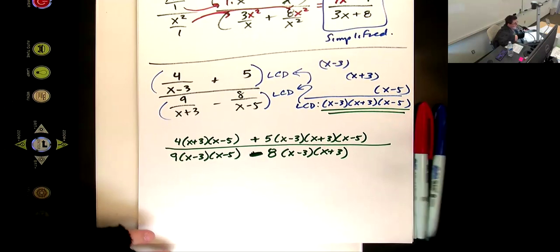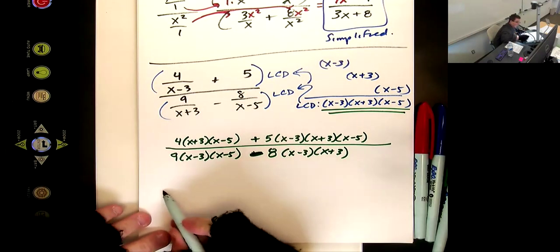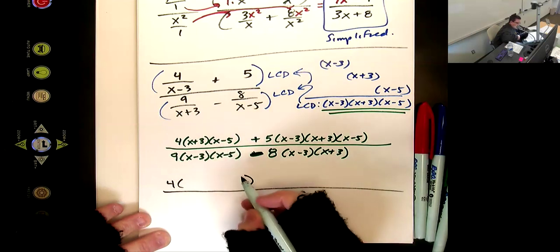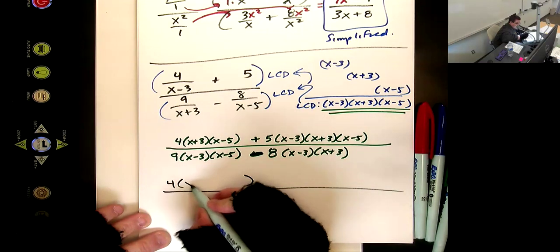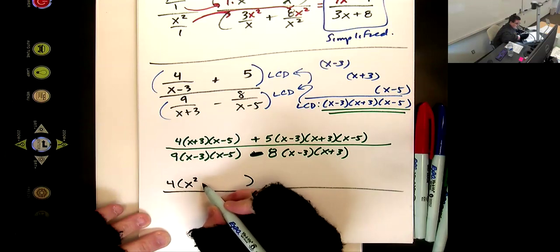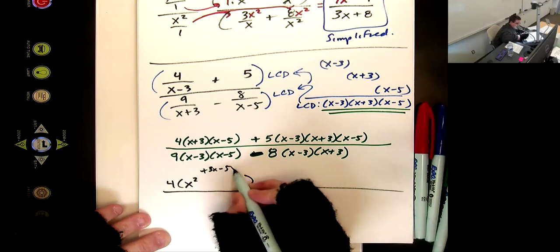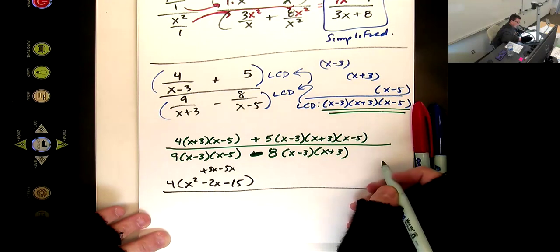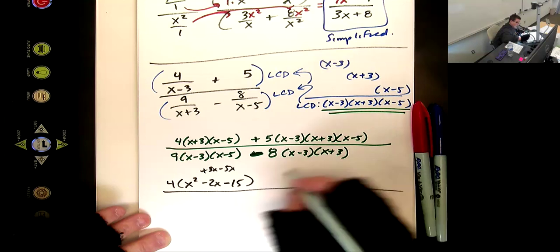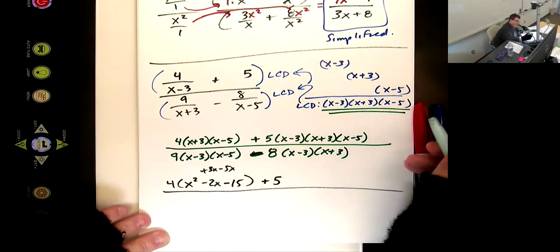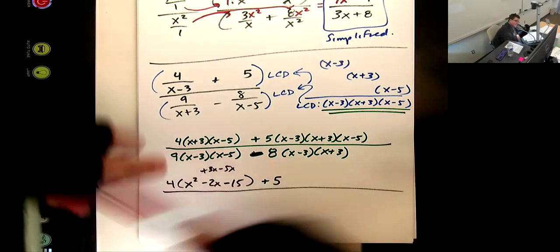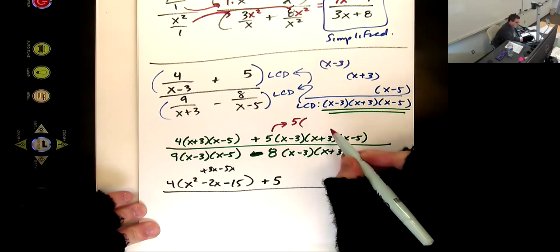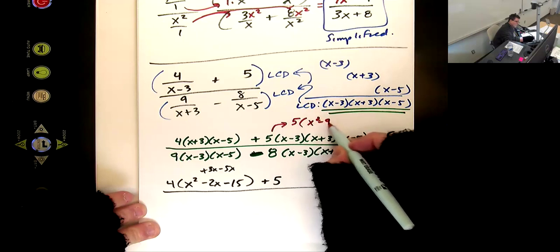Cleaning it up means multiplying all this out. So if I multiply that, x plus 3 times x minus 5, I have x squared plus 3x minus 5x, which is minus 2x there, and then minus 15. And I've got plus 5 times, I'm going to cheat and do a little bit of this up here. This is the same as 5 times x minus 3 and x plus 3, which are like the difference of squares. That turns into x squared minus 9 times x minus 5.